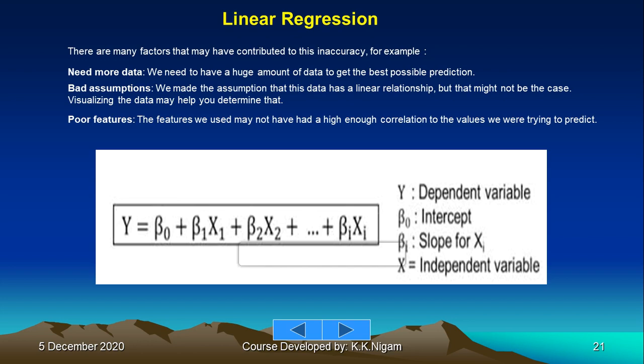Maybe you made some bad assumptions. We assumed that this data has a linear relationship, but that might not be the case. Visualizing the data may help you determine that. That is why visualization is very important. Poor features: the features we used may not have had a high enough correlation. That is also a possibility. So that means you have to go back and revise your assumptions and whatever factors you have taken into account.